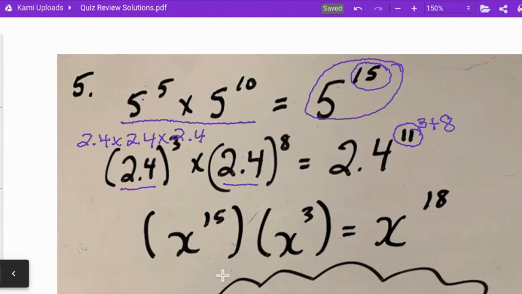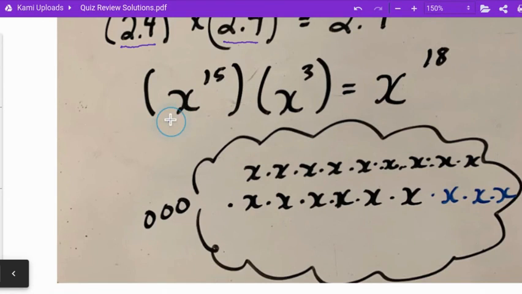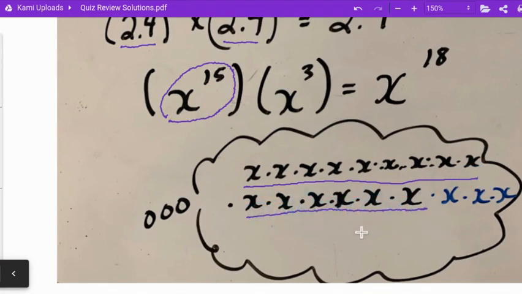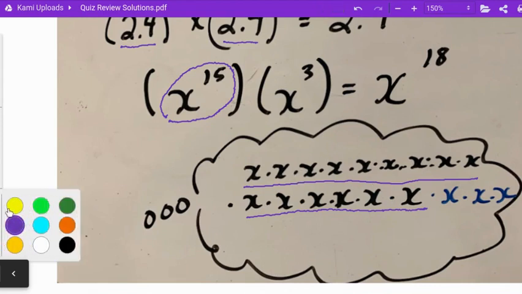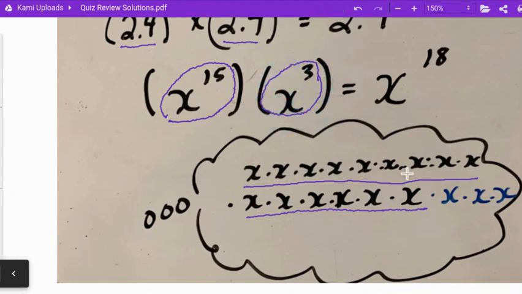Same with this one. It just looks a little bit different because of the x's, but the logic is the same. X to the 15th, we imagine 15 x's multiplied together. It could be any numbers. We're just representing it with a variable x. So it could be a 3, a 5, a -7, does not matter. 15 of them multiplied together. And then the second part here, x cubed, is 3 more. So altogether we have 18 x's being multiplied together, or 15 plus 3. So we've written this that looks fairly complicated as a single power.